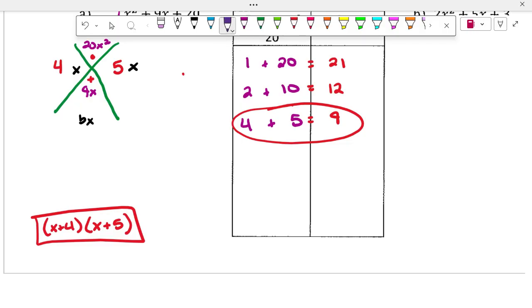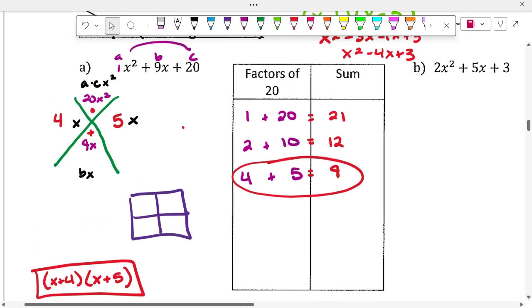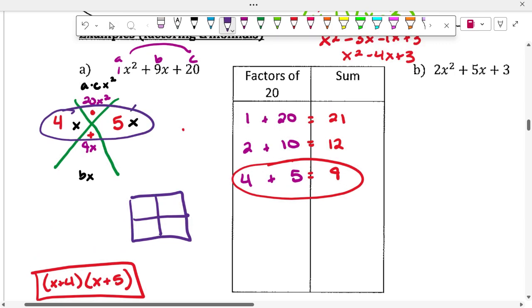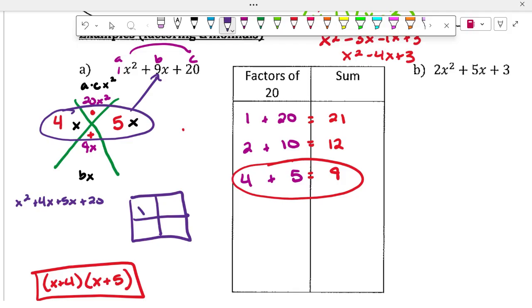Now, let's say that you didn't know that. You can always do one of the methods. So let's say I did a quick reverse box. So first off, this would replace the 9x. So this is x squared plus 4x plus 5x plus 20. So that's what's going in my box. This would be x squared, 4x, 5x, and 20.